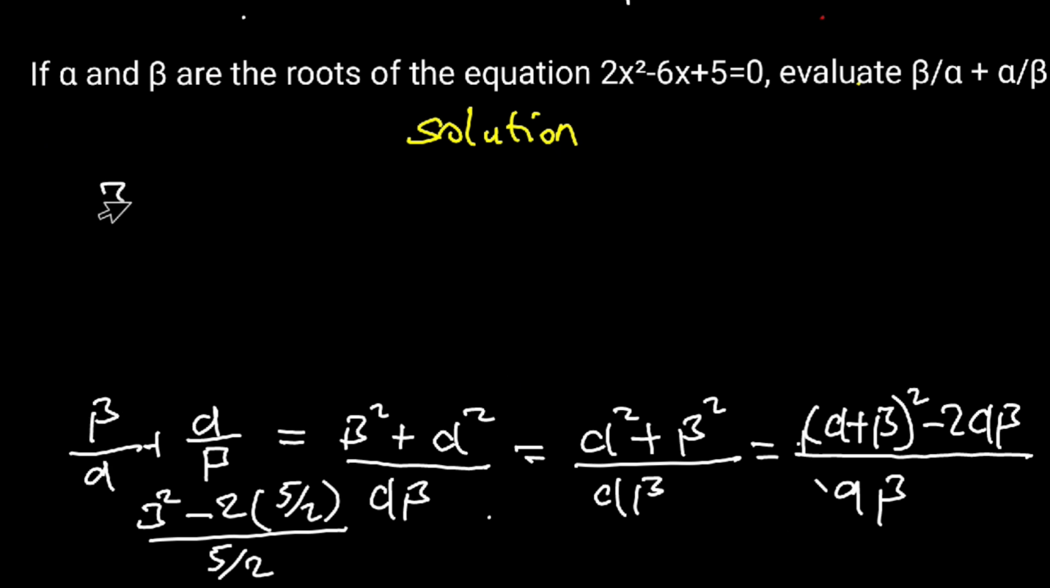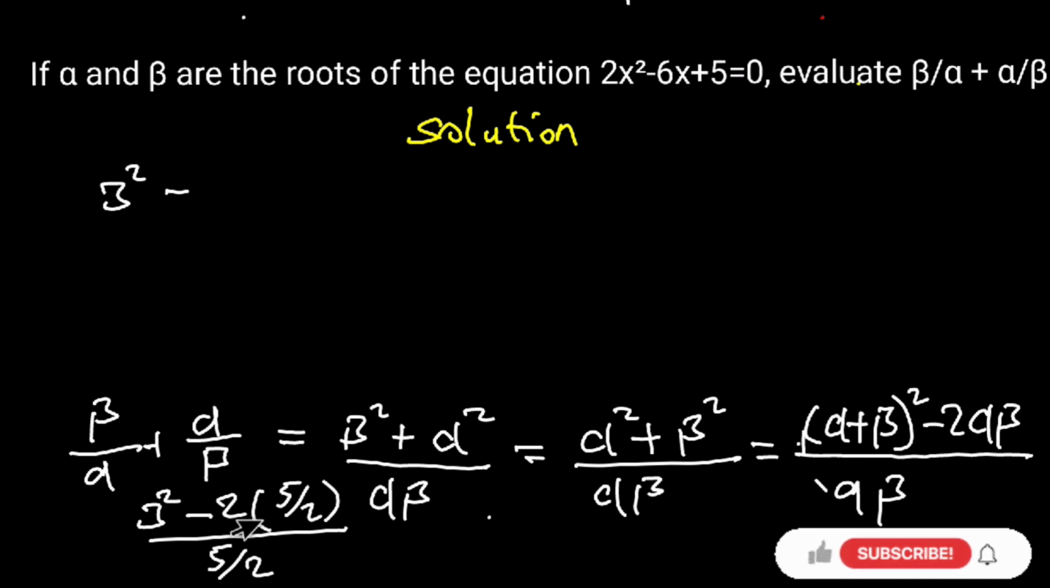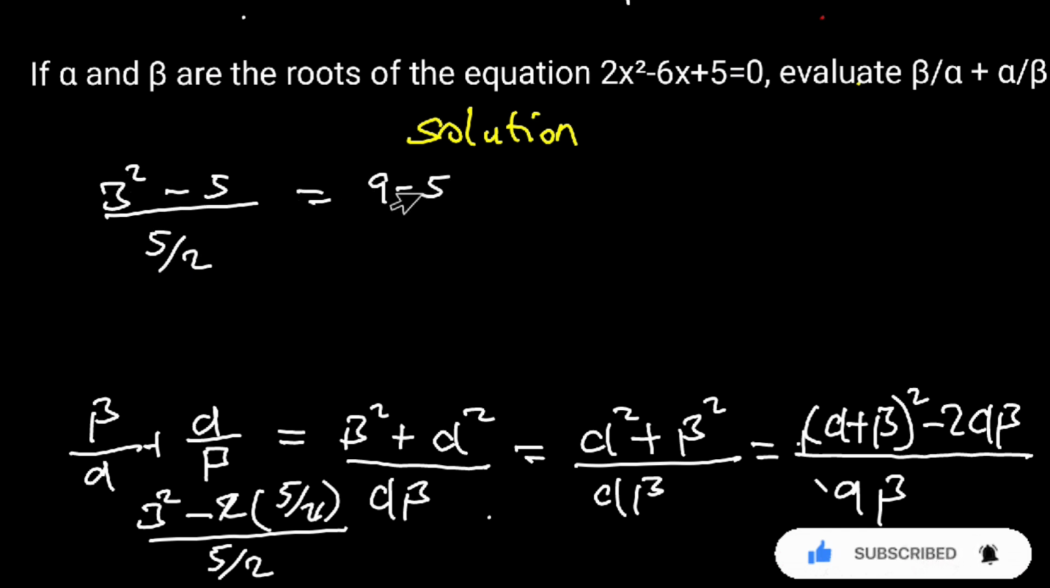So we have 3 squared minus, now these 2 and these 2 are going to cancel. We'll be left with 5 over 5 over 2. So this is equal to 3 squared is 9, then 9 minus 5 over 5 over 2. So this is equal to 9 minus 5, which is 4. So I have 4 over 5 over 2.